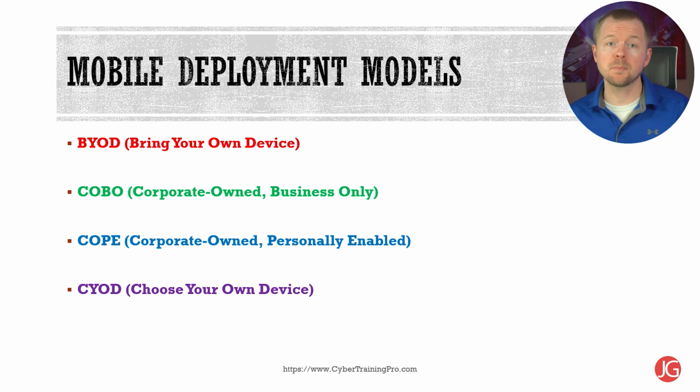COPE, or corporate owned personally enabled, is similar to COBO, where organizations issue mobile devices, except employees are also provided with a whitelist of approved applications that they can install. CYOD, choose your own device, is the last mobile deployment model, and this is where employees are provided options of mobile devices that they can choose from. The company controls and owns the device, but employees can install their own apps on the mobile devices.